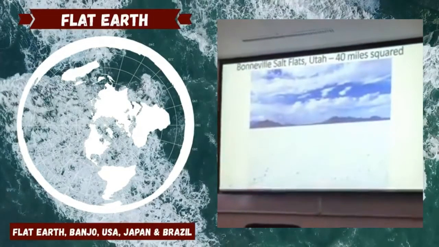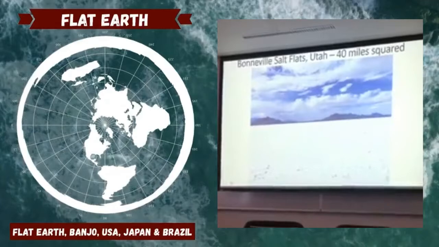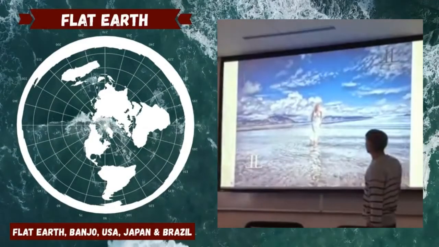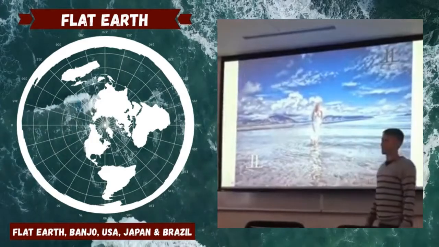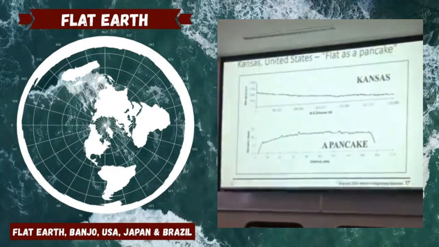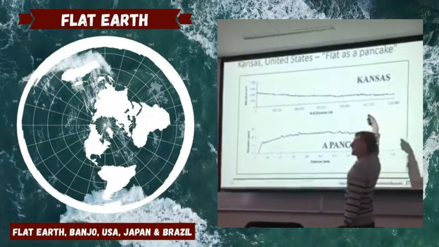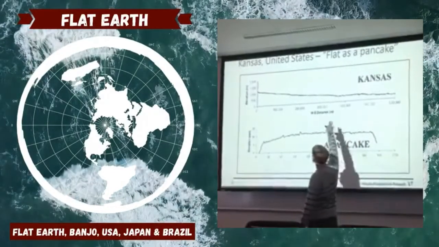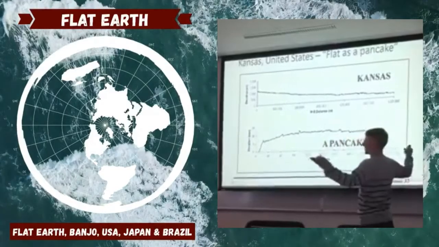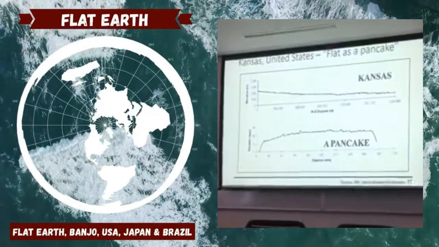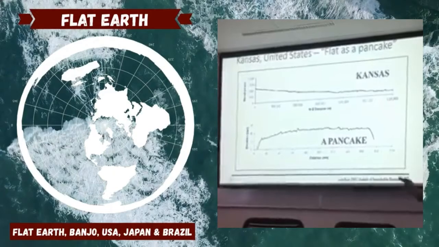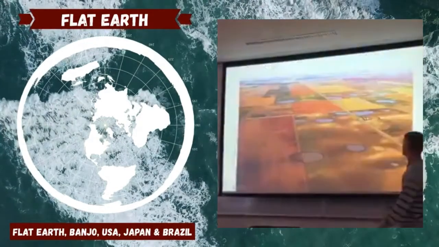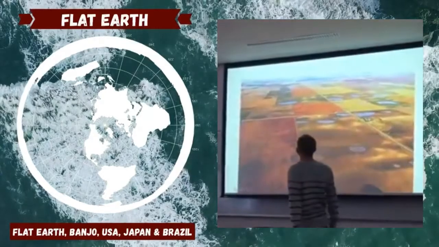Bolivia Salt Flats, Utah. No, that's Bonneville Salt Flats, Utah. That's only 40 miles squared. Had to throw some sex to get you guys interested, so. Kansas State, it's known as flat as a pancake. This is the elevation level of a pancake and the elevation level of the state of Kansas. Interesting, remember, 8-inch curvature every mile squared. Interesting. That's Kansas being as flat as a pancake.